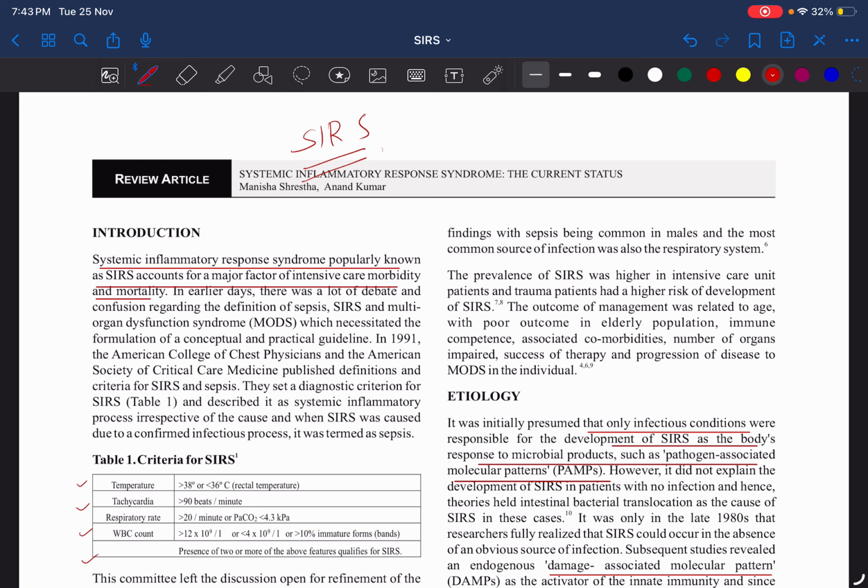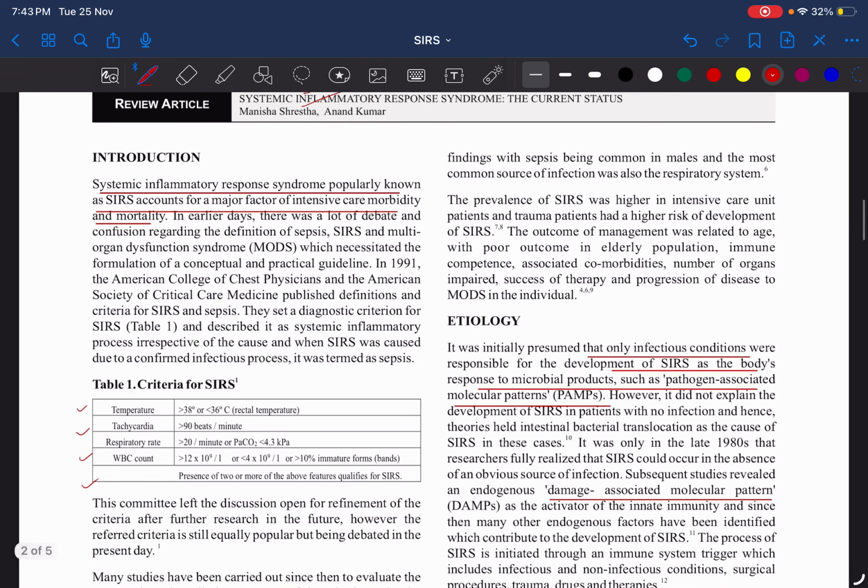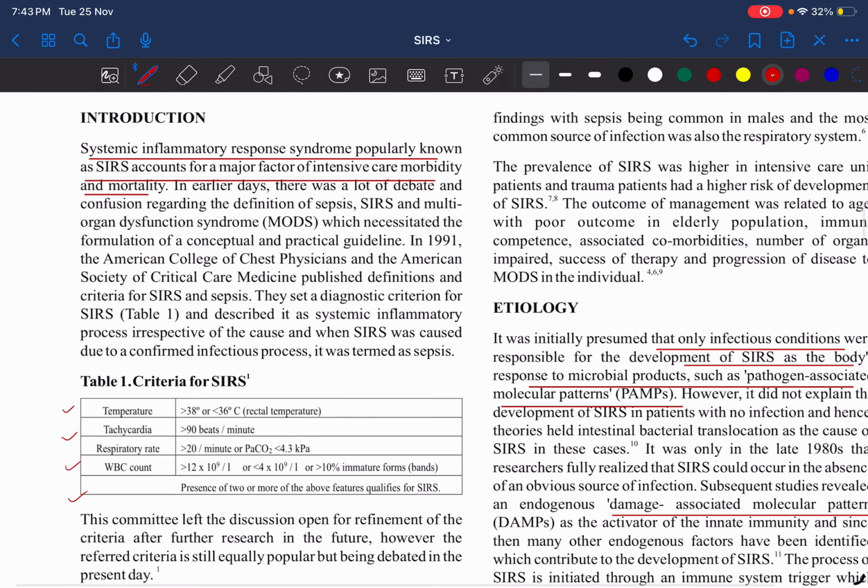Now let us see what is the criteria to say that a patient is having SIRS. Number one, the temperature should be either more than 38 or less than 36. Tachycardia, more than 90 beats per minute. Respiratory rate more than 20, or PaCO2 less than 4.3 kilopascal. WBC count should be either more than 12,000 or less than 4,000, or more than 10% immature forms, so-called band forms of neutrophils. And presence of two or more of the above features qualifies for SIRS. Remember, this criteria is very, very important.